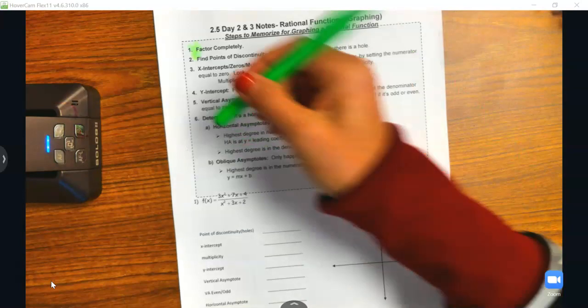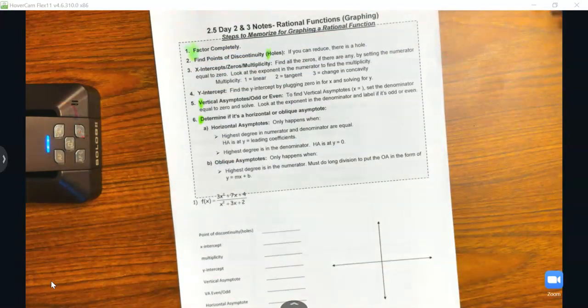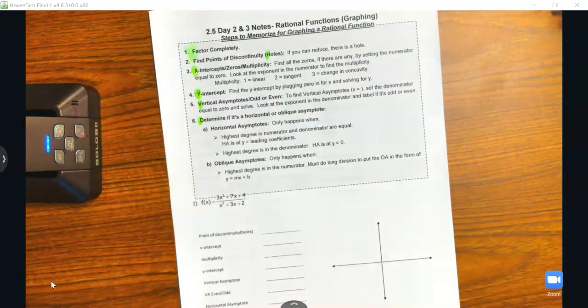After that, we are going to find the vertical asymptote and the horizontal asymptote together. So we go a little bit out of order here. And then after that, we are going to always determine the x and y intercepts. So everything's very straightforward here. You do have to memorize these steps. These are not going to be given to you.